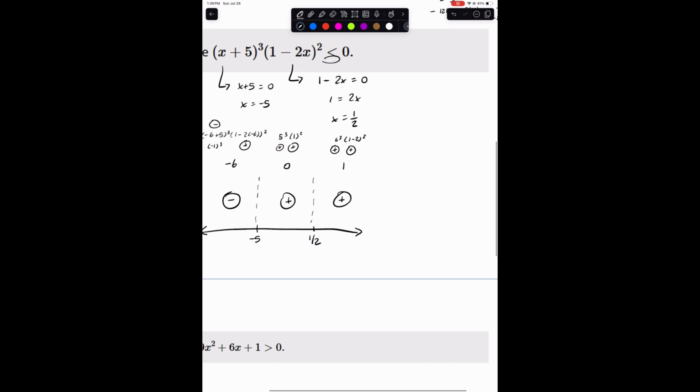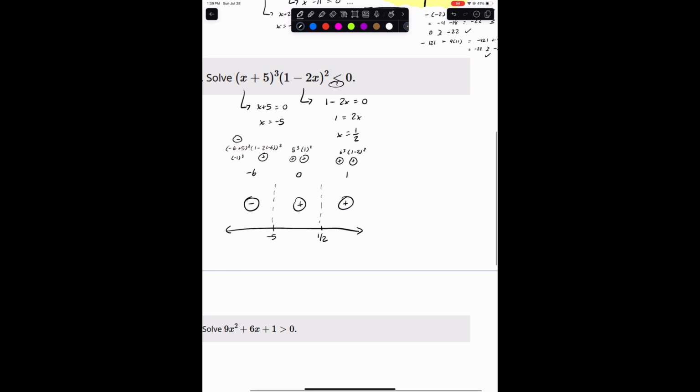But there's no equal, right? It's missing. So it's actually anything below negative 5, but not including. So it's negative infinity to negative 5 exclusive.